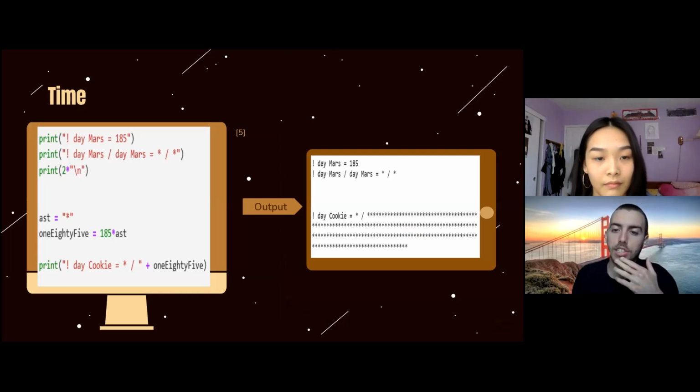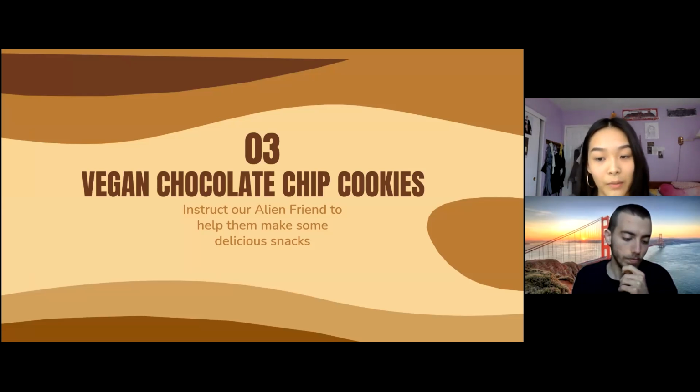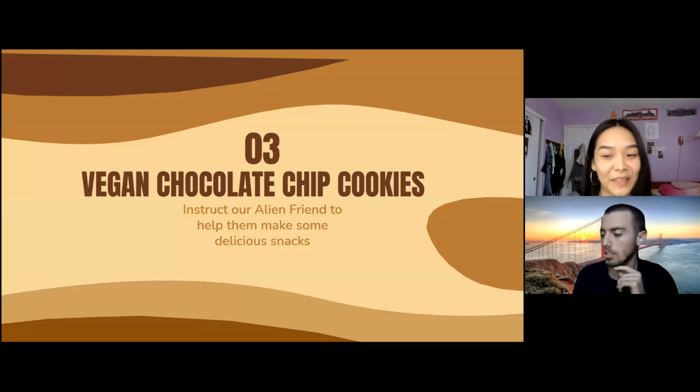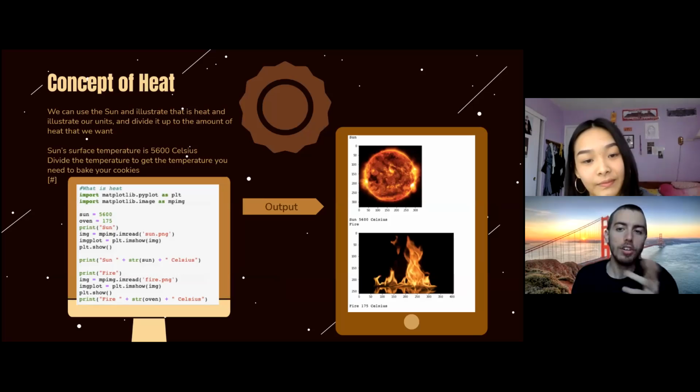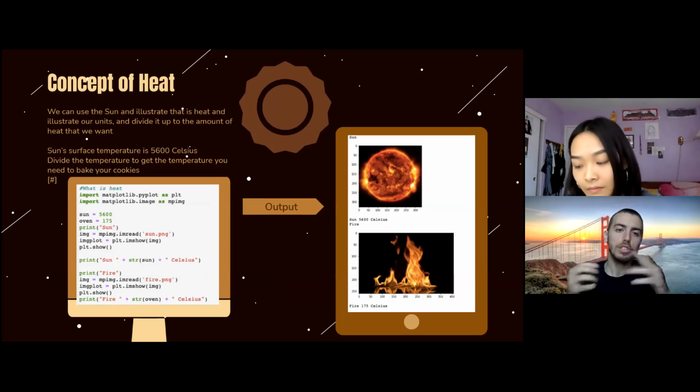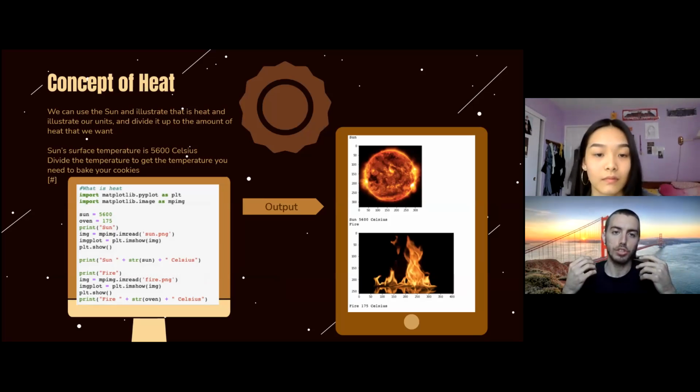Now, from this concept, we can employ our methods of fractions and then teach them how to understand these. Now we're going to help our friend make delicious vegan cookies. Great. So previously, we alluded to the fact that our Martian can understand the concept of heat. We can utilize this to teach them how hot to cook the cookies.